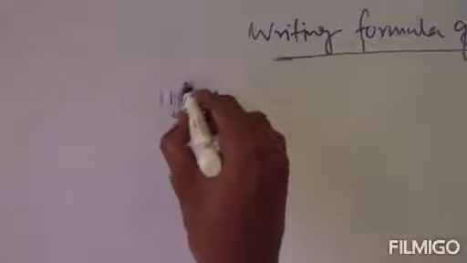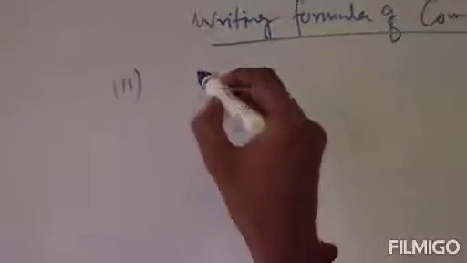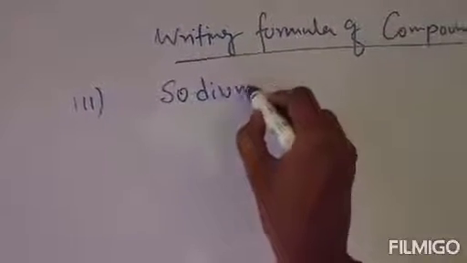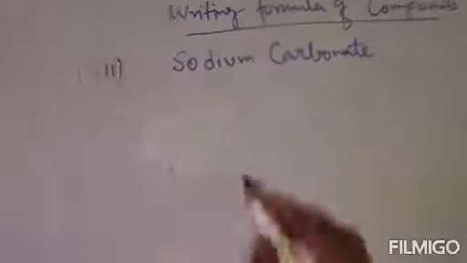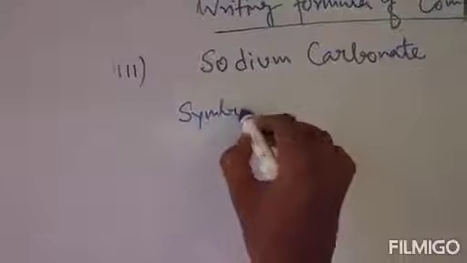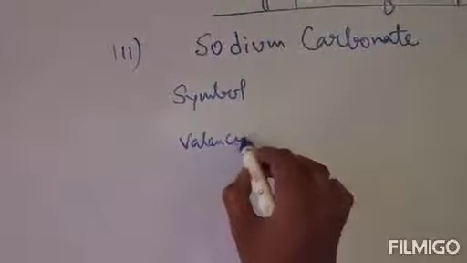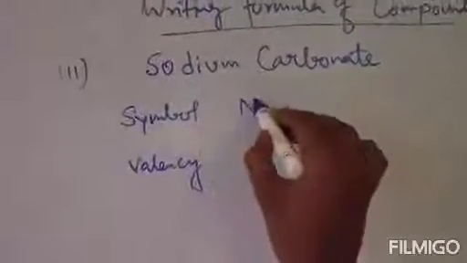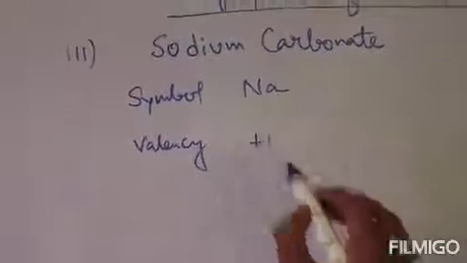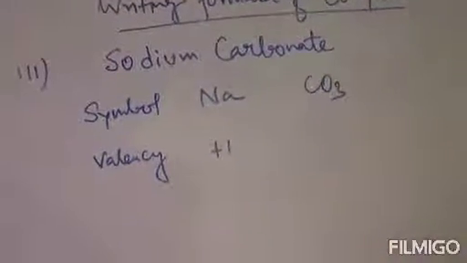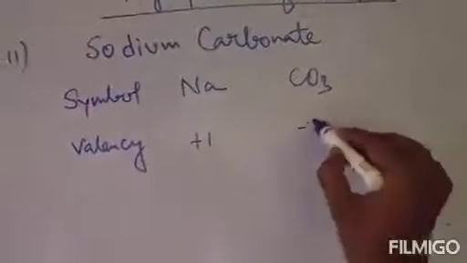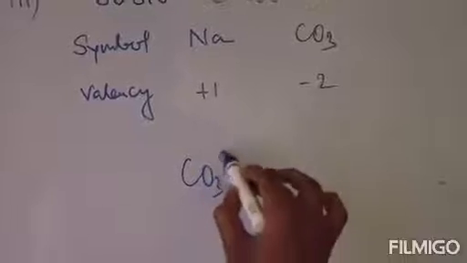Next, another one, number 3. Suppose we have to find out the formula of sodium carbonate. Sodium carbonate. So first the symbol and then the valency. Sodium means the symbol is Na, and the valency will be +1. The carbonate formula is CO3 and the valency will be -2, because carbonate always occurs as CO3 2-.